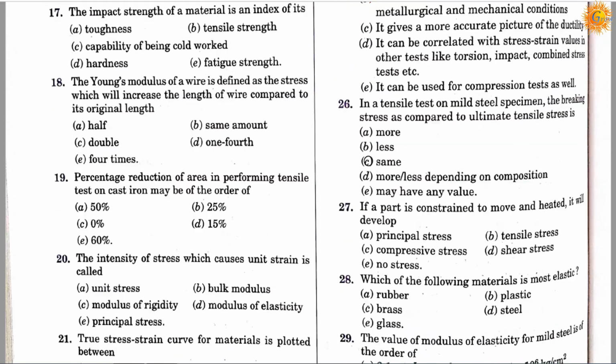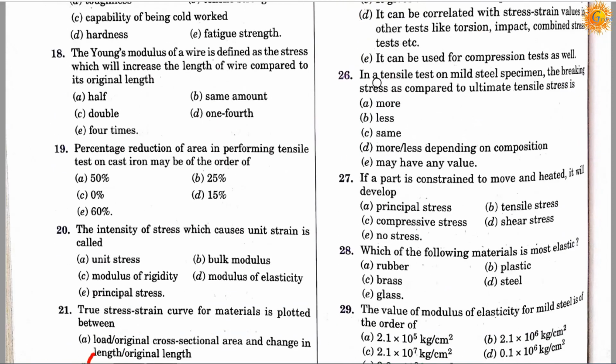Question number 26. In a tensile test on a mild steel specimen, the breaking stress as compared to ultimate tensile stress is: option A, more; option B, less; option C, the same; option D, more or less depending on composition; and option E, may have any value. So correct answer is B, it will be less.